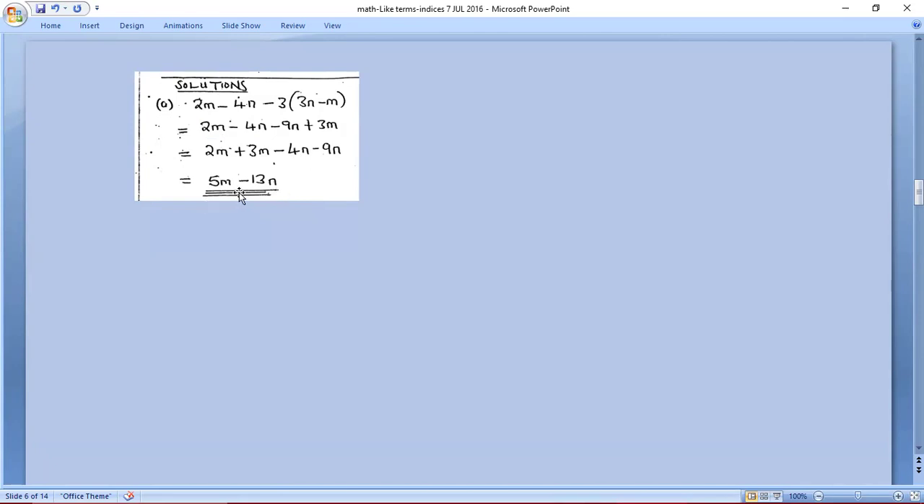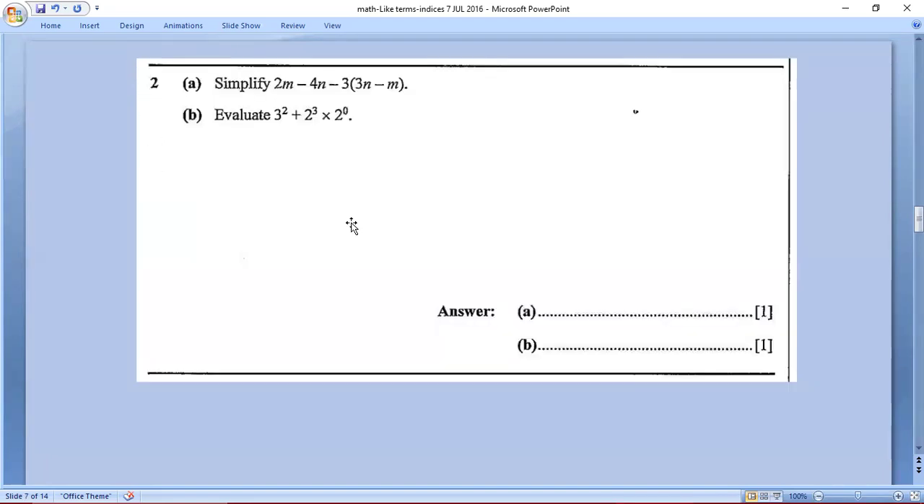The m and the n cannot be added. These are different or unlike terms. They are unlike terms and you can't add or subtract unlike terms. So just leave them the way they are. You finish simplifying when you present your answer like this. You go on to the next question.